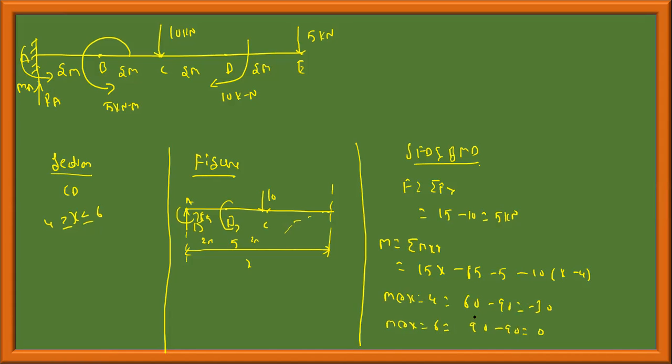Right? Anything mistake I have done? 15 into 6 is 90, minus 90, oh, this plus 90 minus 10 into 2, minus 20. 6 minus 4 is 2, is equal to minus 30. Okay.